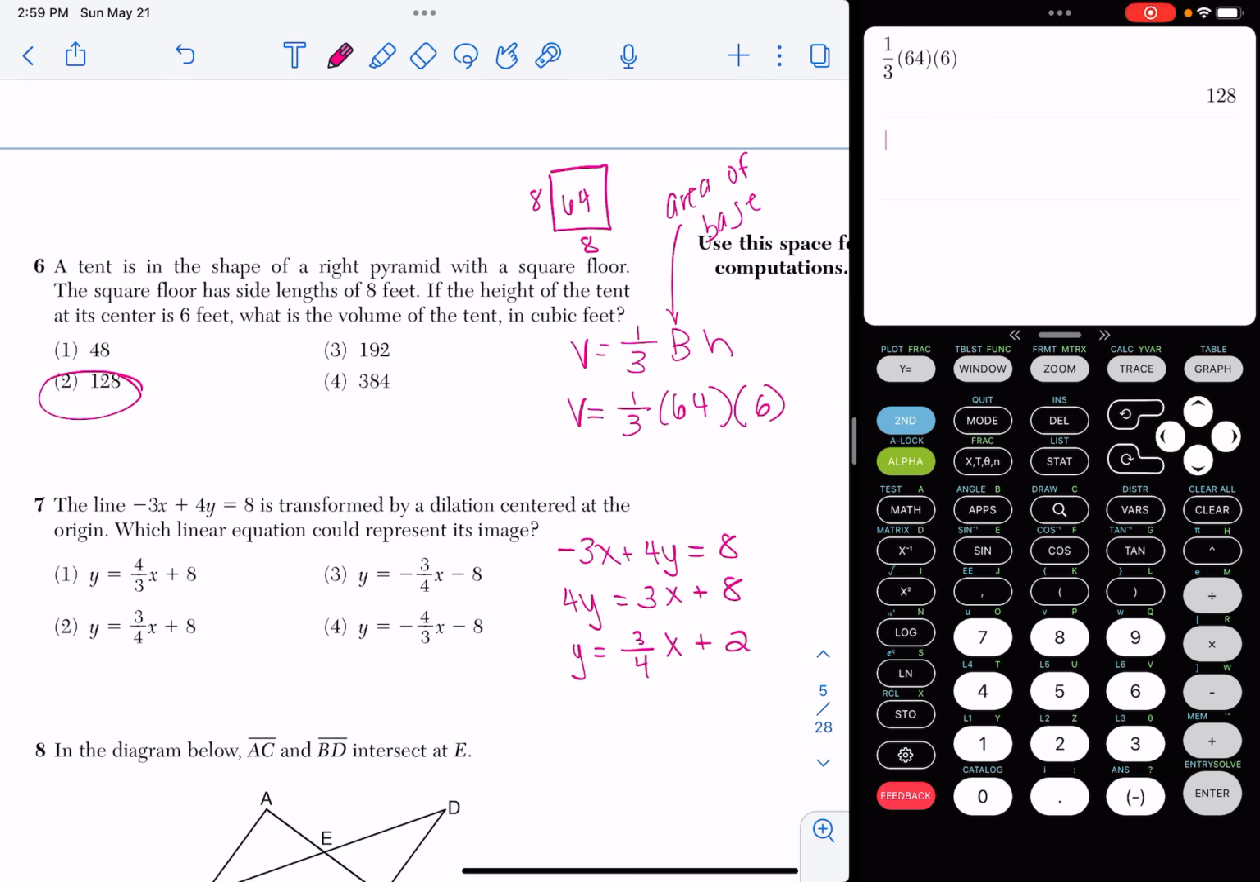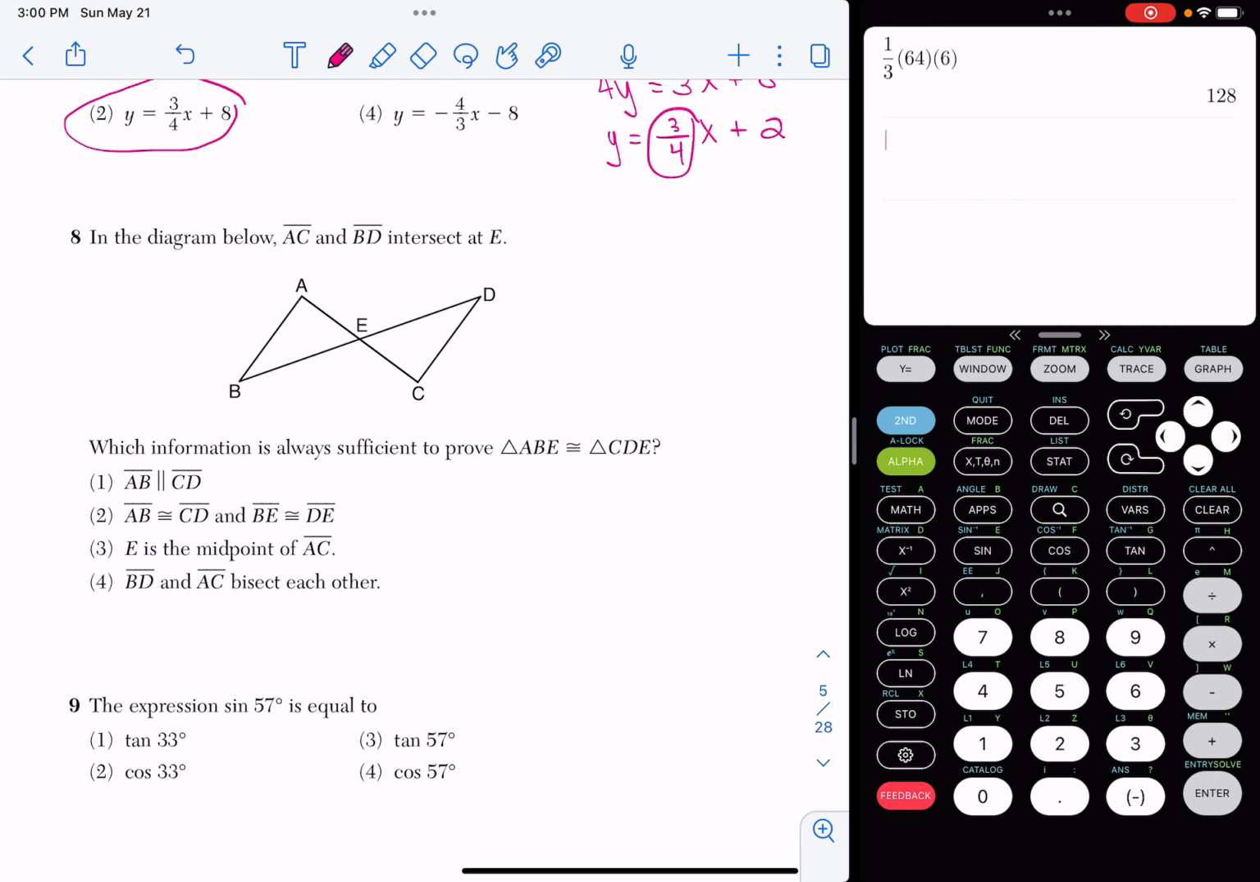Whenever you are doing a dilation, the slope never changes. So the slope of this line is positive 3 over 4. I know the slope of the new line must also be positive 3 over 4 then. So in this case, that is going to give me choice 2. That is the only equation with the correct slope.